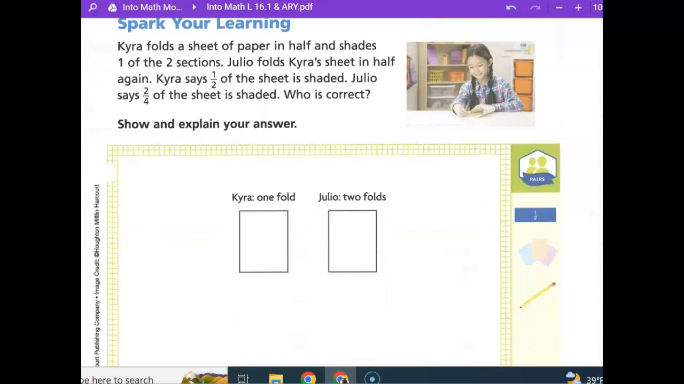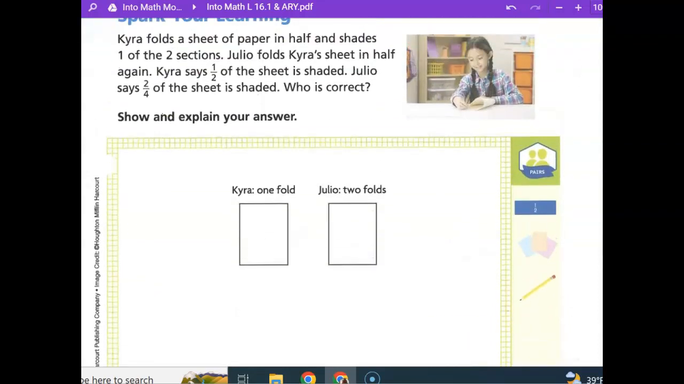So Kyrie folds a sheet of paper in half and shades one of the two sections. Julio folds Kyrie's sheet in half again. Kyrie says half of the sheet is shaded. Julio says 2/4 of the sheet is shaded. Who is correct? Well, let's go through this.